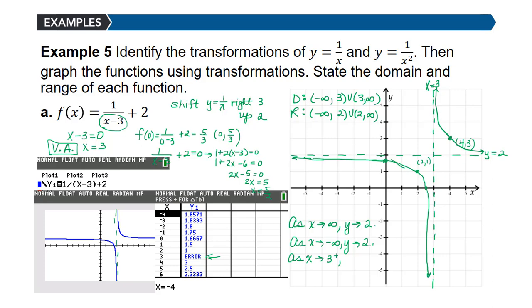And then as we look at our vertical asymptote, as x goes to 3 from the right side, so on the right side of 3, the graph is going up, which means y goes to infinity. And then as x goes to 3 from the left, so on the left side of 3, the graph goes down to negative infinity.